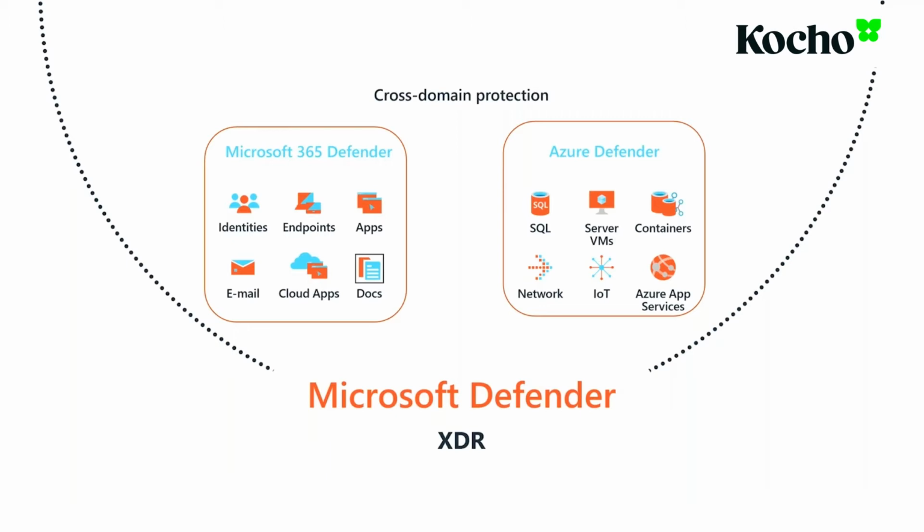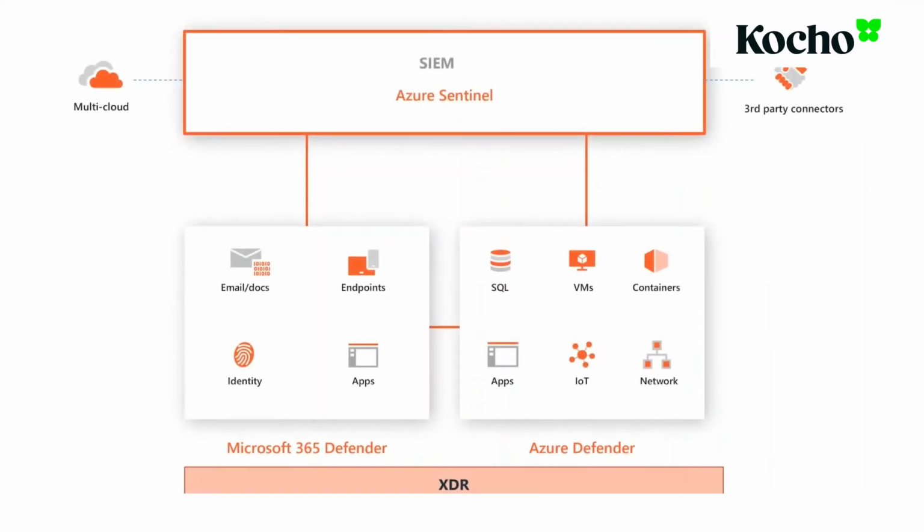But Azure Defender can extend to cover things like Azure SQL, network components, Internet of Things, which is becoming an increasingly important area of visibility, and also various app services while running on the Azure platform. So those two key components, Microsoft 365 Defender and Azure Defender, combined together to provide the Microsoft Defender extended detection and response capability. And all of these then fit together in this sort of basic diagram.